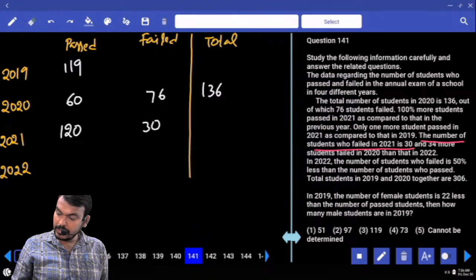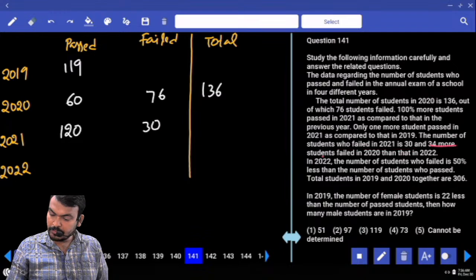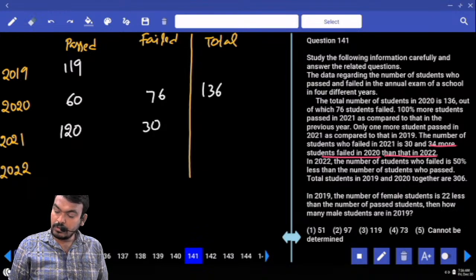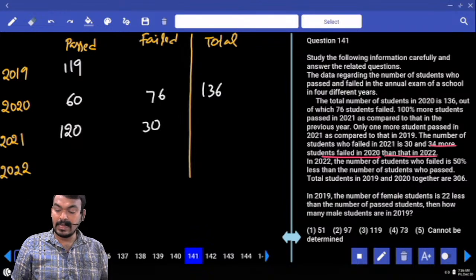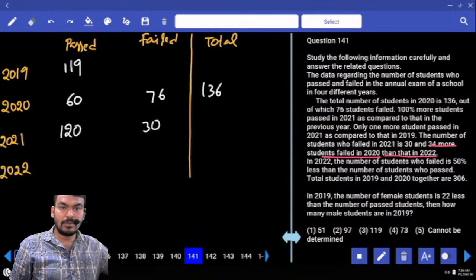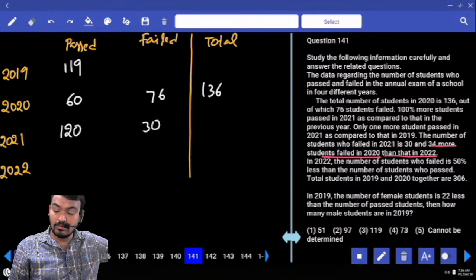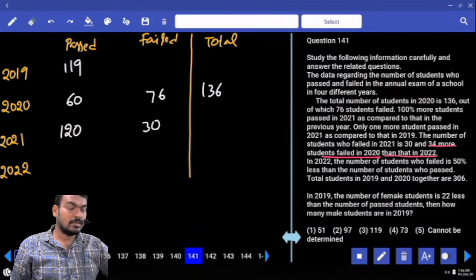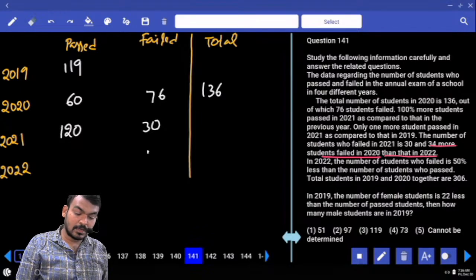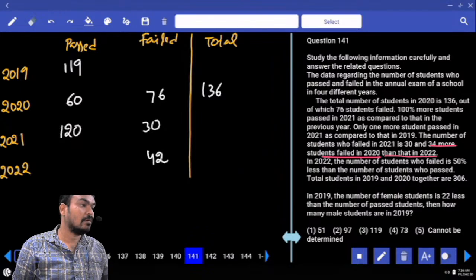Next, 34 more students failed in 2020 than in 2022. Okay, 34 more students failed in 2020 than which one? 2020. Means the 76 value compared to the 2022 value, how much more? 34 more, or not? 76 minus 34, 42. That 42 failed in which year? 2022, or no? Yes or no?